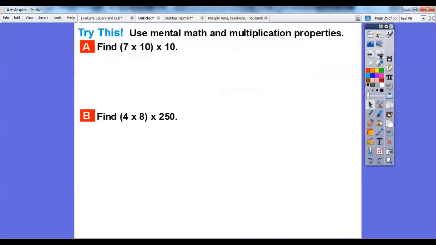Let's try it with this one here. Use mental math and multiplication properties. Let's find 7 times 10 times 10. That one's pretty easy; you can do it just the way it's set up. But if we multiply 10 times 10 first and think of that as 100, that's the associative property, because instead of associating these two numbers in the parentheses, I associate these two numbers in the parentheses. That's what the associative property is. And then 7 times 100 is 700.